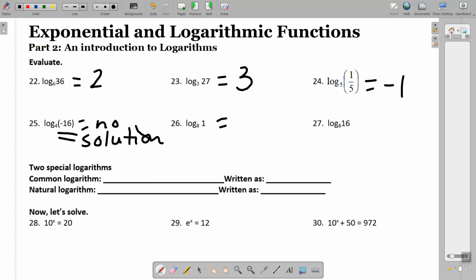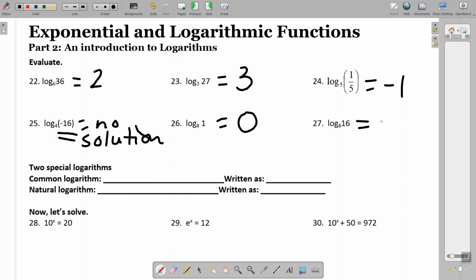Okay, 26, what power can I put on 8 to get 1? 8 to what power equals 1? That would be the 0 power. And then this one's interesting, log base 8 of 16. Some people are not going to be able to look at that and figure that out. It's not 2, by the way. Don't divide 16 by 8.